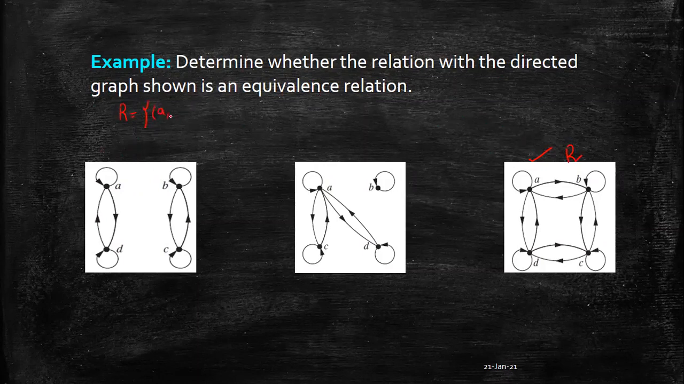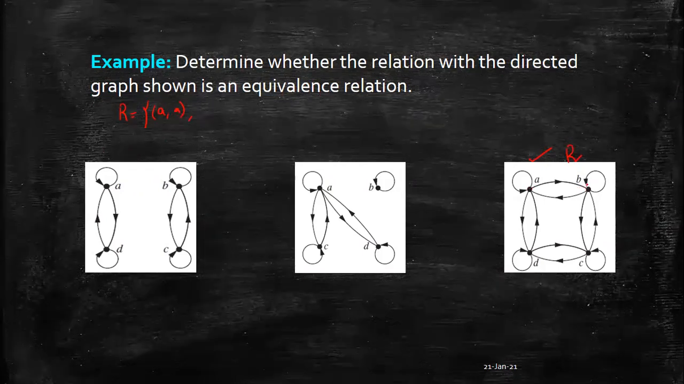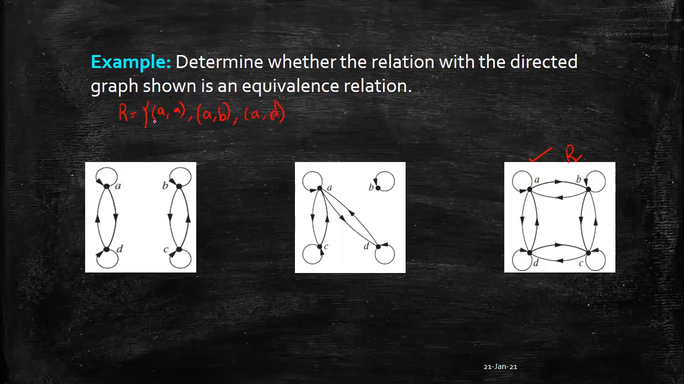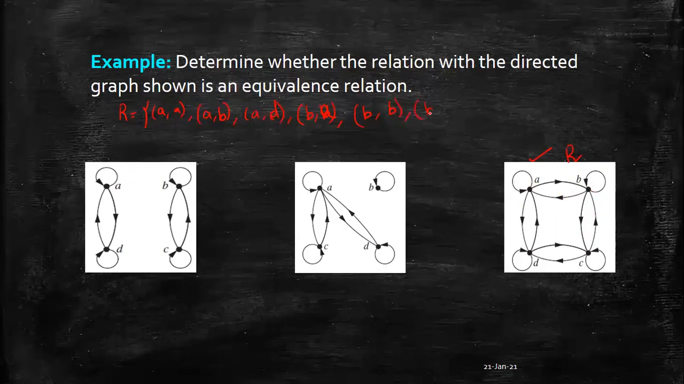So we have A comma A. Next we have A to B. And do we have A to C? No, there is no A to C. We have A to D then. So we have AA, AB, AD. Now after that we have BB, then BC. So before BB, let's write BA, then BB and BC. Do we have anything from B to D?